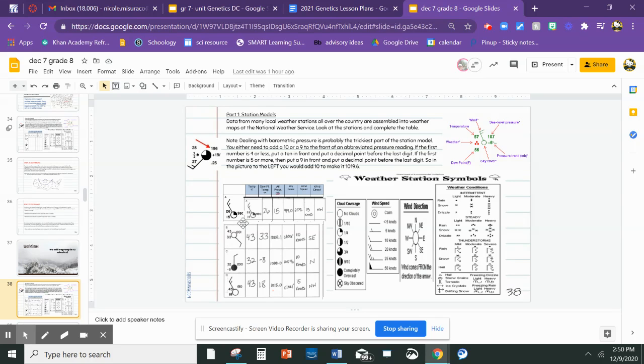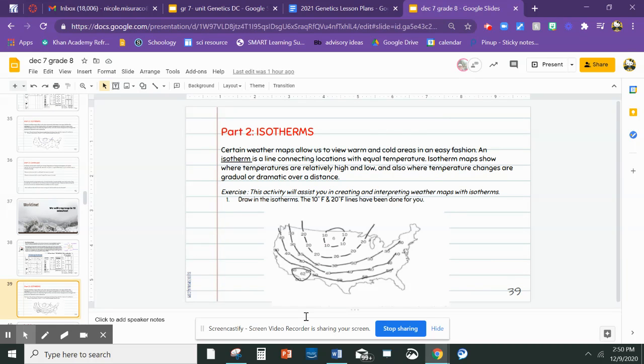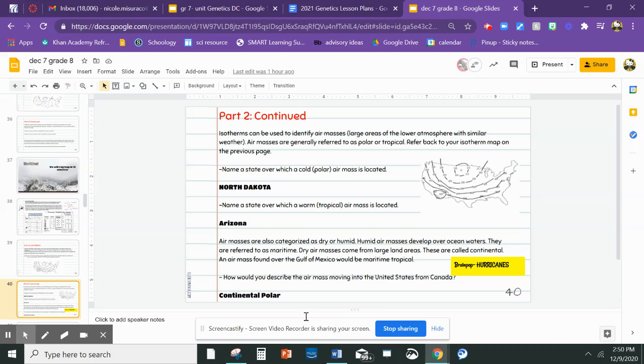Welcome back. Here are the answers for the station models. Please review your work and see how it compares to mine. The isotherm map is drawn there. And then the answers that I got, a state where there's a cooler air or polar air mass. I picked kind of this cold area to the west of Minnesota, that's North Dakota. Here I picked this warm air mass or tropical air mass kind of over Arizona. And if we were getting air from Canada, which we in Minnesota do quite a bit, we would be calling that continental polar. We also watched a Brain Pop on hurricanes.